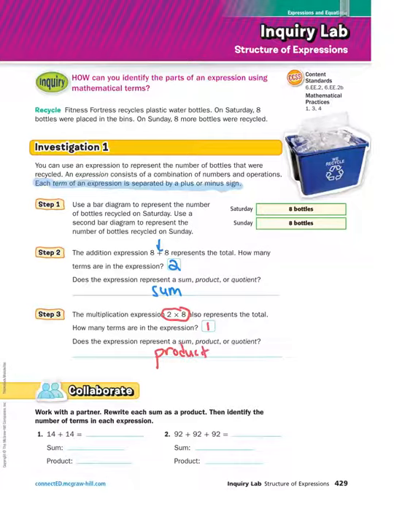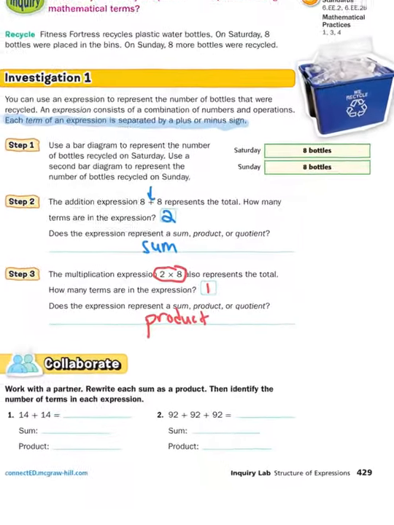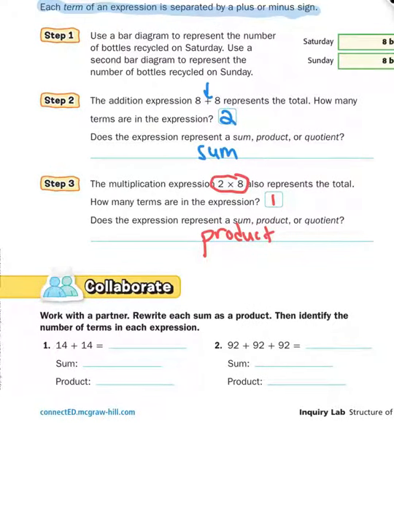Now, below we're going to practice some of these words, and I'm going to do one with you, and then I want you to try 2 on your own because it's similar to 1. So notice the directions. The directions say work with a partner, that's me. Rewrite each sum as a product. So we're going to rewrite the sum as a product. Then identify the number of terms in each expression. So first off, let's rewrite 14 plus 14 as a product. Since there's 2 14s, you could rewrite 14 plus 14 as 2 times 14. Now, let's talk about the sum. So the sum is this one here, the 14 plus 14.